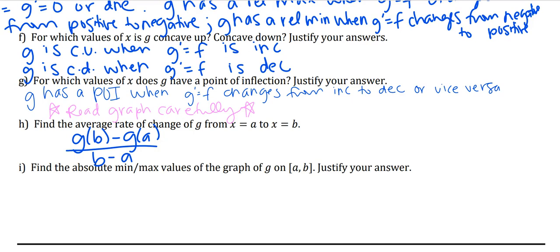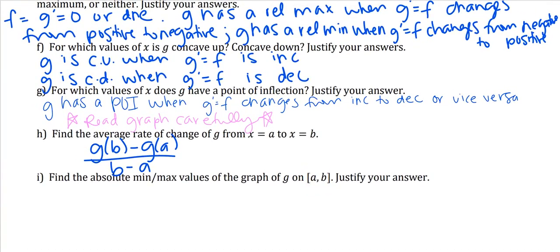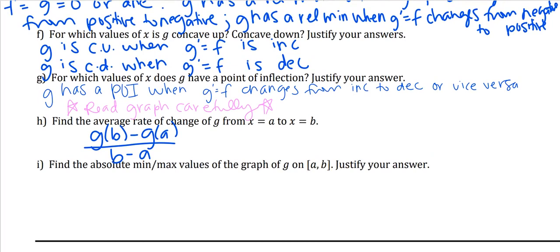Part I, find the absolute min and max values of the graph of G on the closed interval A to B. Justify. Okay, so when we are finding absolute min and max values on a closed interval, that's where we make our table. We know we're going to need to put our endpoints on the left side of the table, and goodness, we also know we need to find our critical points. So critical points first. Critical points are where the derivative is 0 or undefined, right? And so let's say that you have two x-intercepts on the given graph. Let's call them C and D.